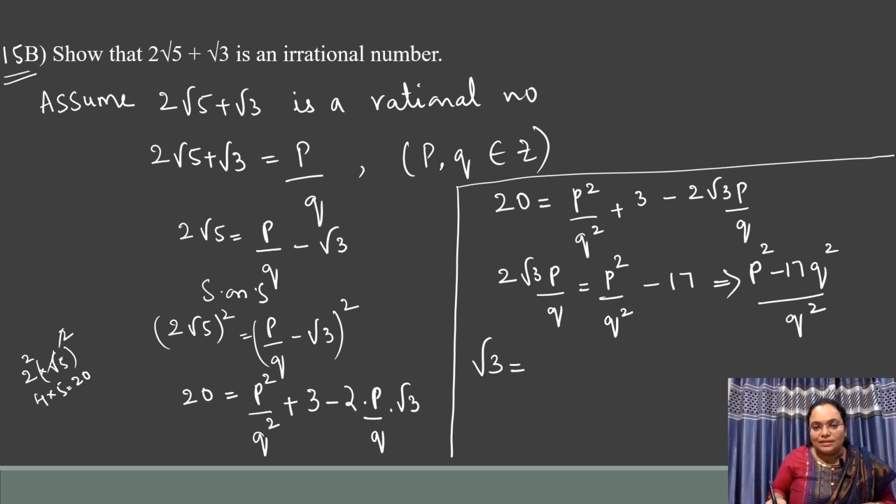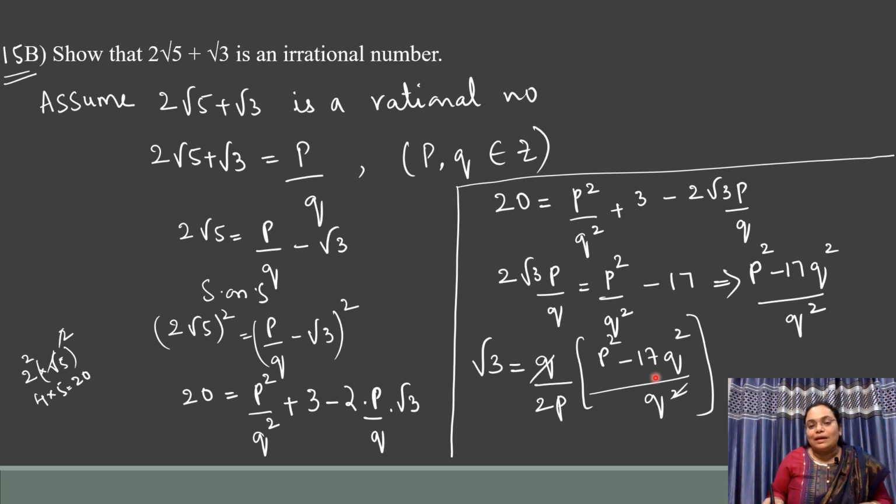This root 3 is equal to q by 2p of (p square minus 17q square) by q square. 1 q and 1 q get cancelled. P square minus 17q square by 2pq.